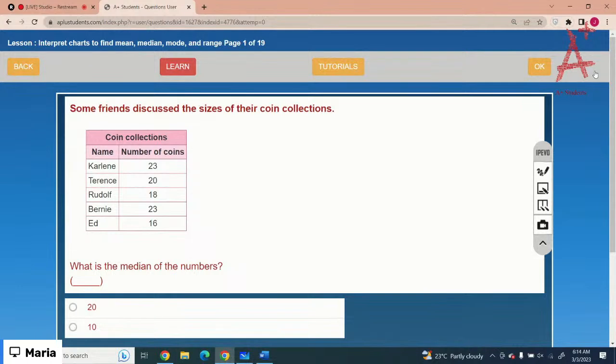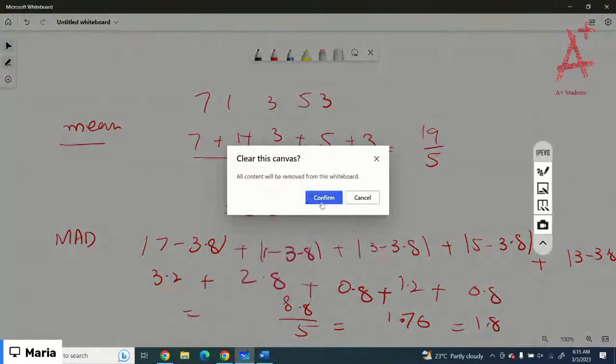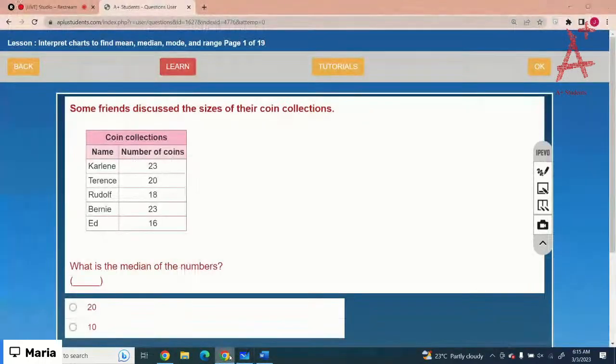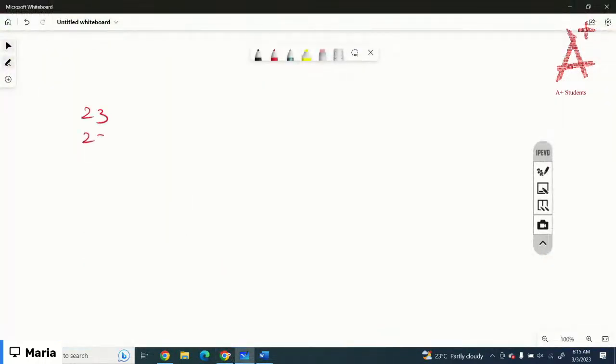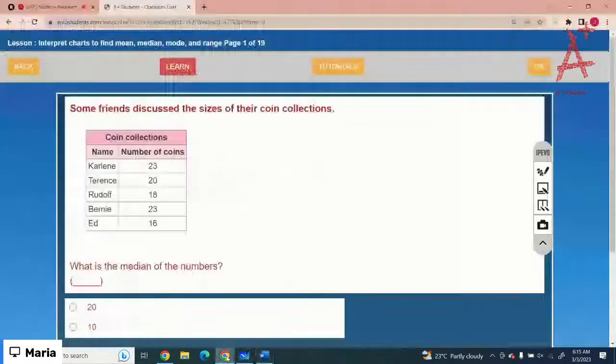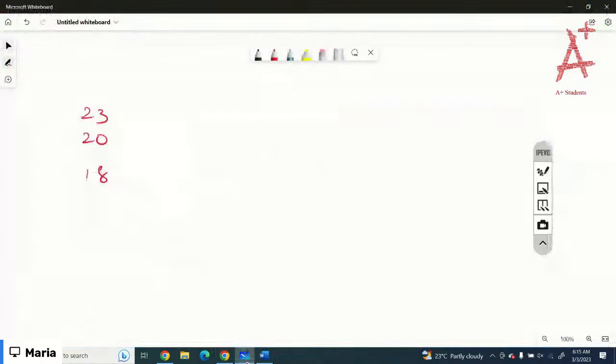Okay, you have to calculate the median of the data. The number of coins are 23, 20, 18, 23, 16. Okay, you have to arrange the data from least to greatest. Got it? Let's just arrange. The least one is 16, 18, 20, 23, and 23.